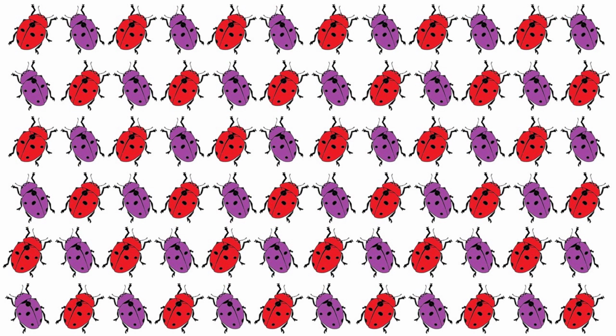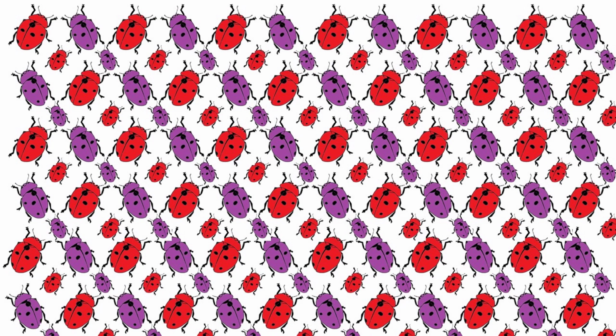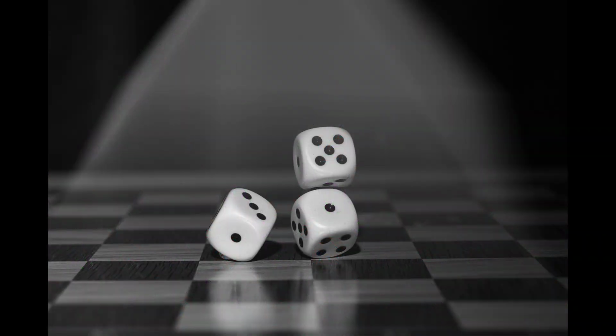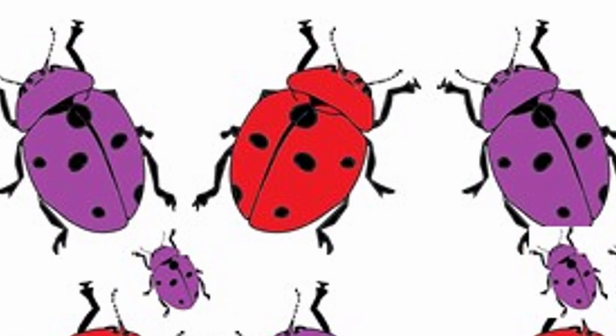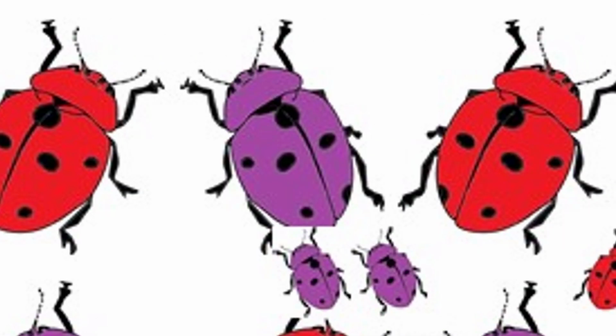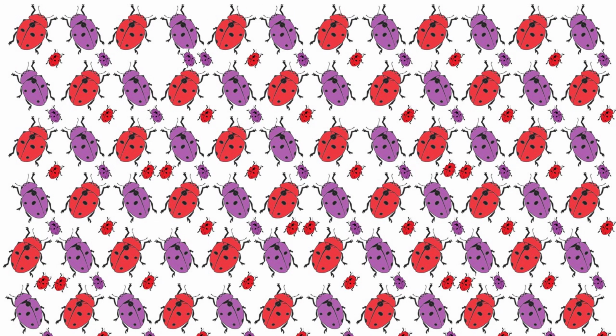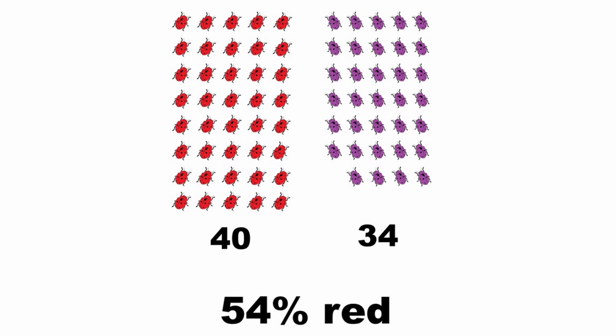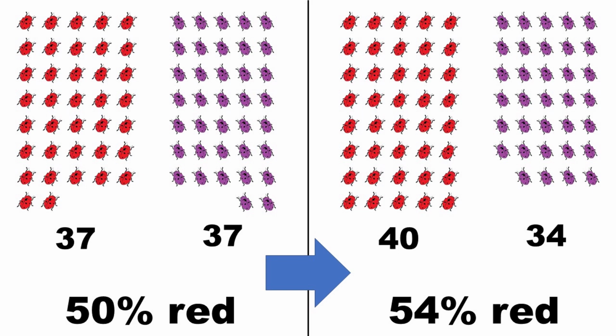Now, if every bug produces one offspring, then the fraction doesn't change. But random events do happen. Just by chance, some may not reproduce, like this red one, and some, like this purple one, may have more than one offspring. So the overall change in fraction red may not be huge. So in the next generation, you're still close to 50% red, but it's not exactly that. That random change in abundance of a gene variant or of the trait that it controls is called genetic drift.